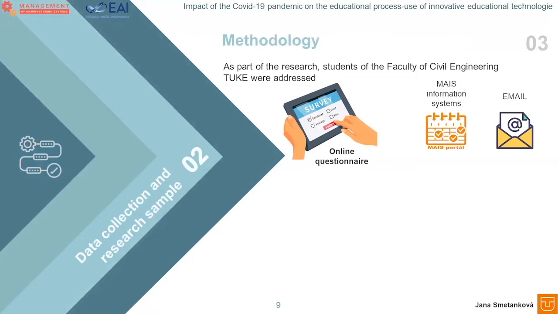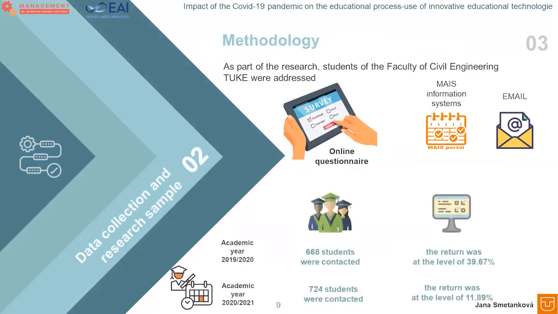The data were obtained through an online questionnaire. As part of the research, students of the Faculty of Civil Engineering were addressed. In the period before the pandemic, 668 students were contacted. In the period during the pandemic, 724 students were contacted. Of the total number of students, the return was at the level of approximately 14% and approximately 12%.